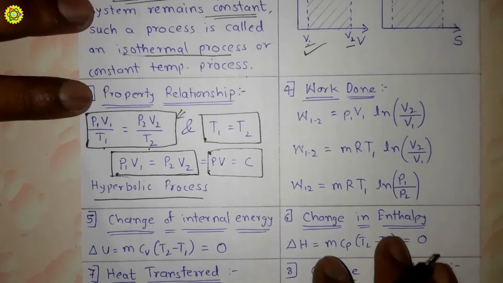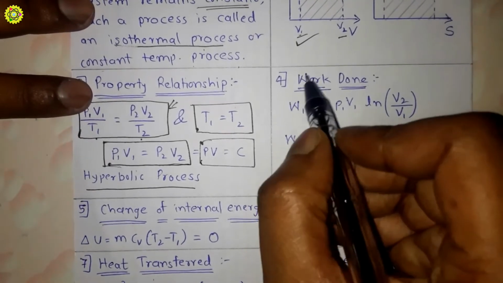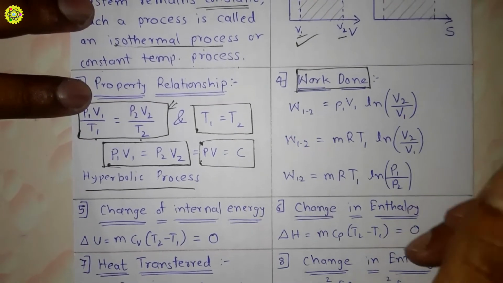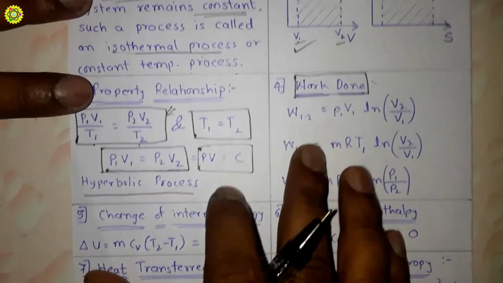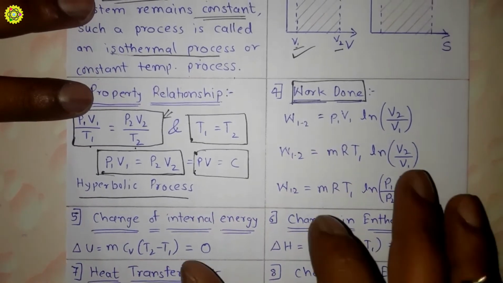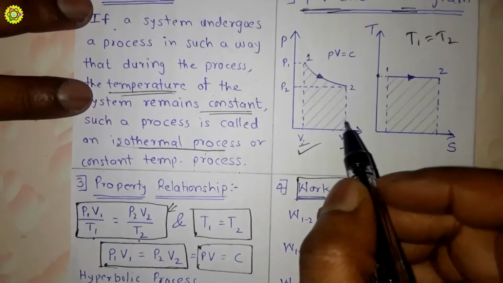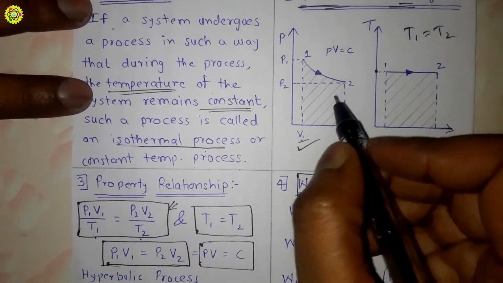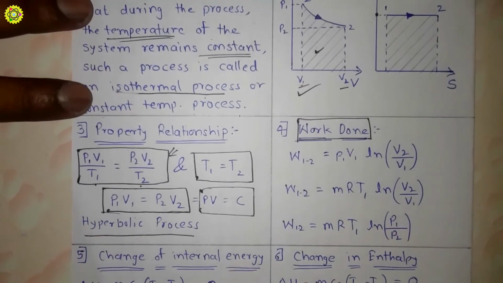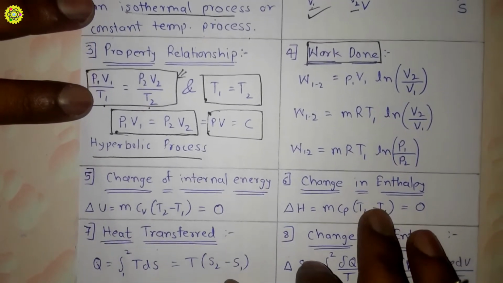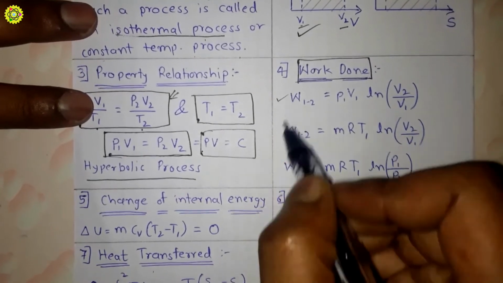Okay, now see here, now we will see the work done. The work done in constant temperature process is given by, here we can calculate the work done by area under the curve on PV diagram, that is this area, or we can calculate mathematically by these equations 1 2 3.